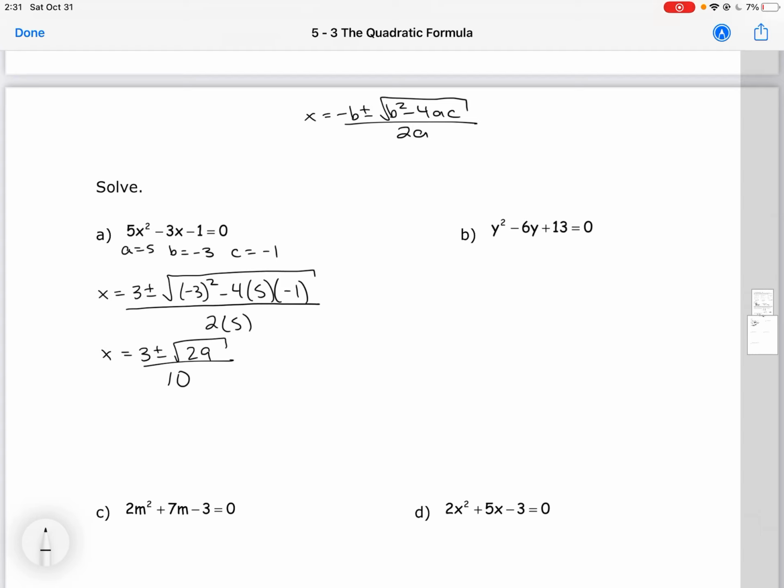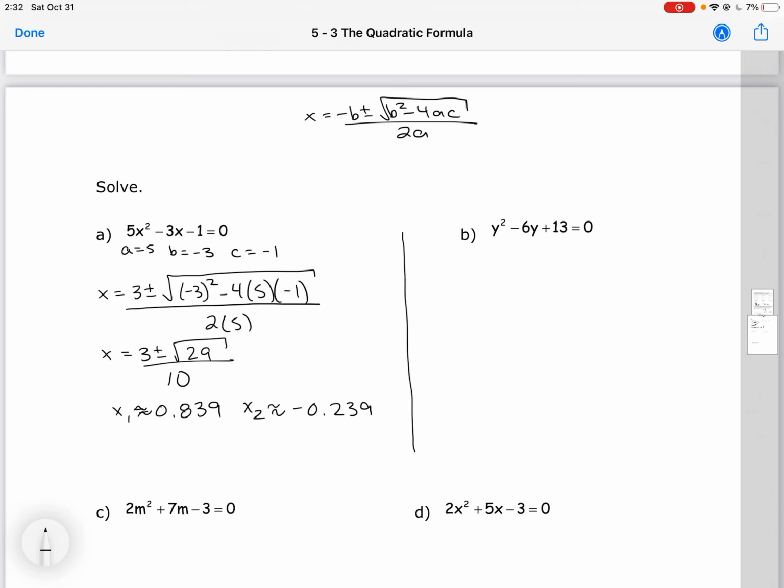Now, if you leave it in this form right here, then these would be the exact roots. If you want to go further and put it into decimal form, we can just evaluate it. So 3 plus root 29 divided by 10, we'll write down as our first one, which is 0.839 approximately. And then our second one is going to be 3 minus root 29 divided by 10, which is going to give us minus 0.239 approximately.